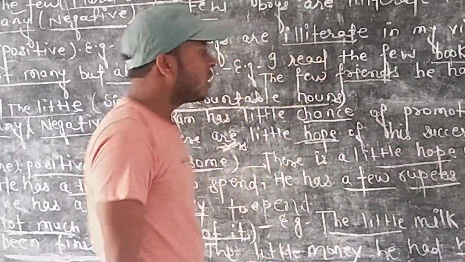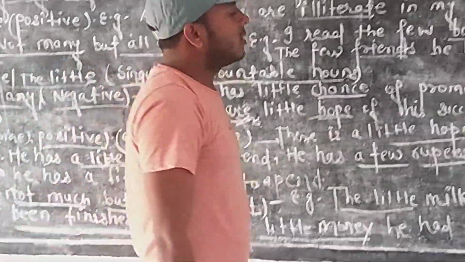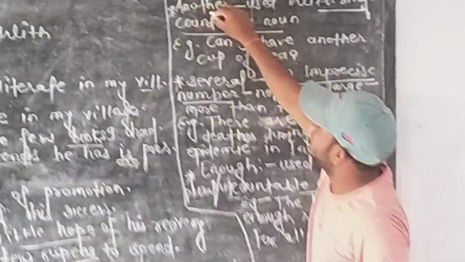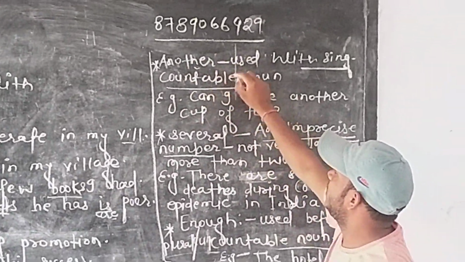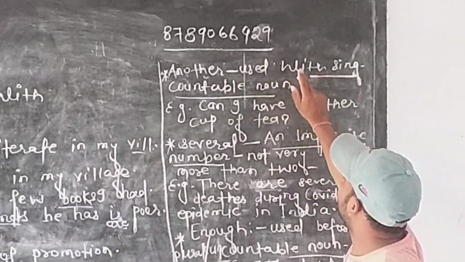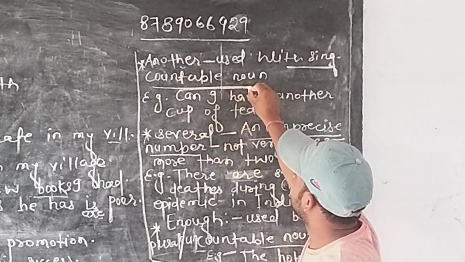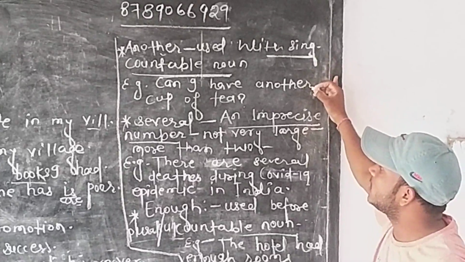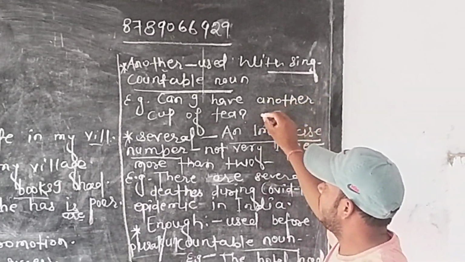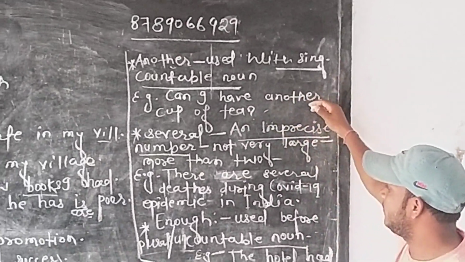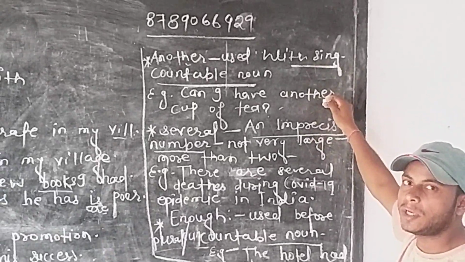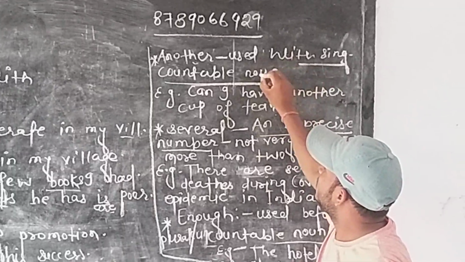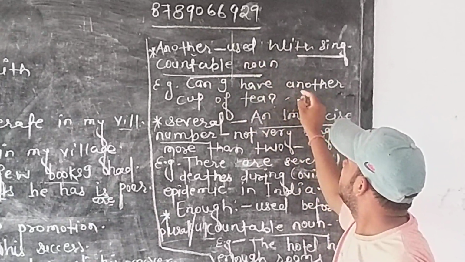Okay. I hope you all have understood this one very clearly. Now we are looking at another determiner here. Another is what? It is used with singular countable nouns. Like, can I have another cup of tea? Can I have another cup of tea? So actually, another is used with a singular countable noun.